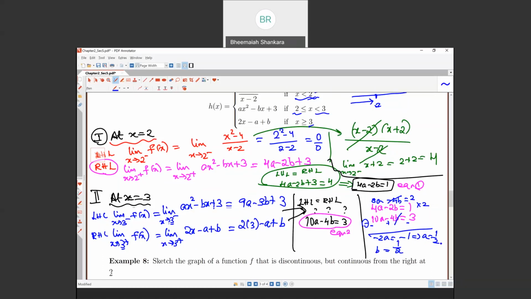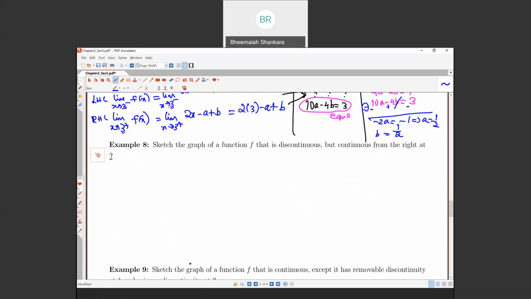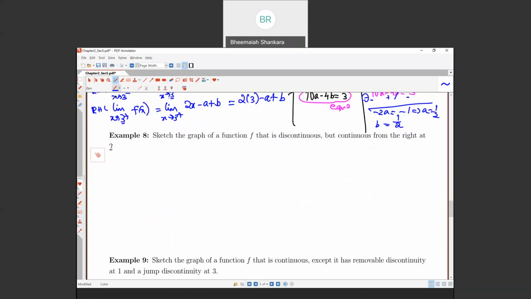In the next example, you're asked to sketch the graph of a function that is discontinuous, but it's going to be continuous from the right at 2. So you want to draw 2 on the x-axis. It should be continuous from the right. Continuous from the right, a curve is moving towards 2. It is continuous from the right.